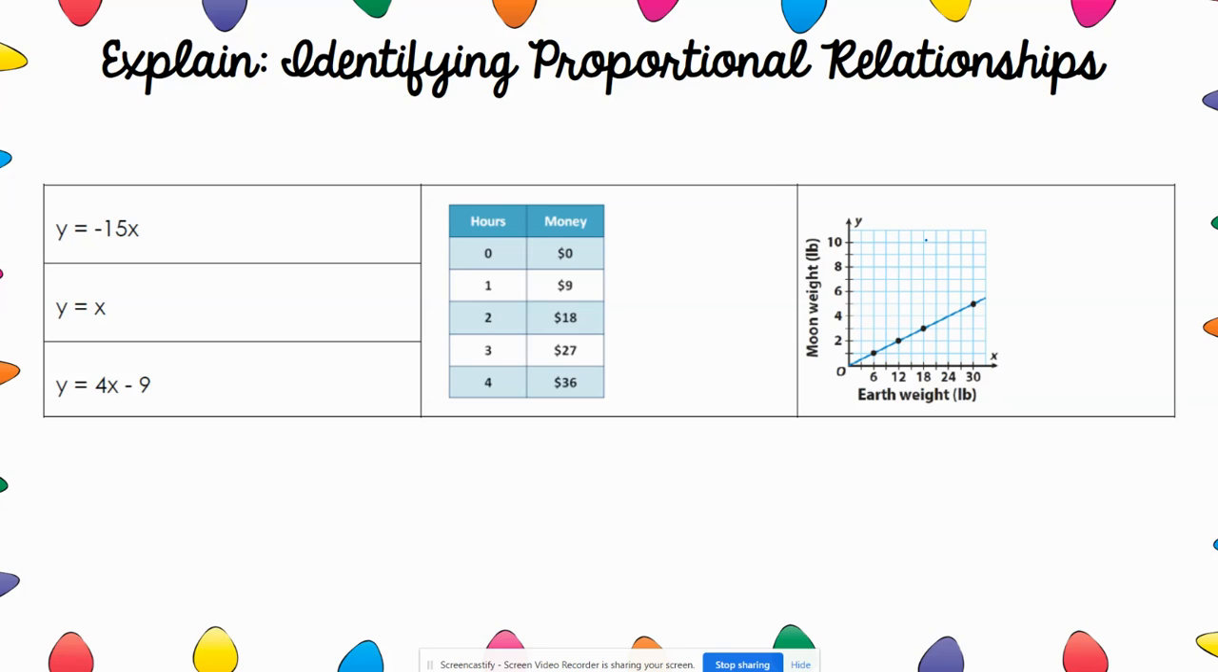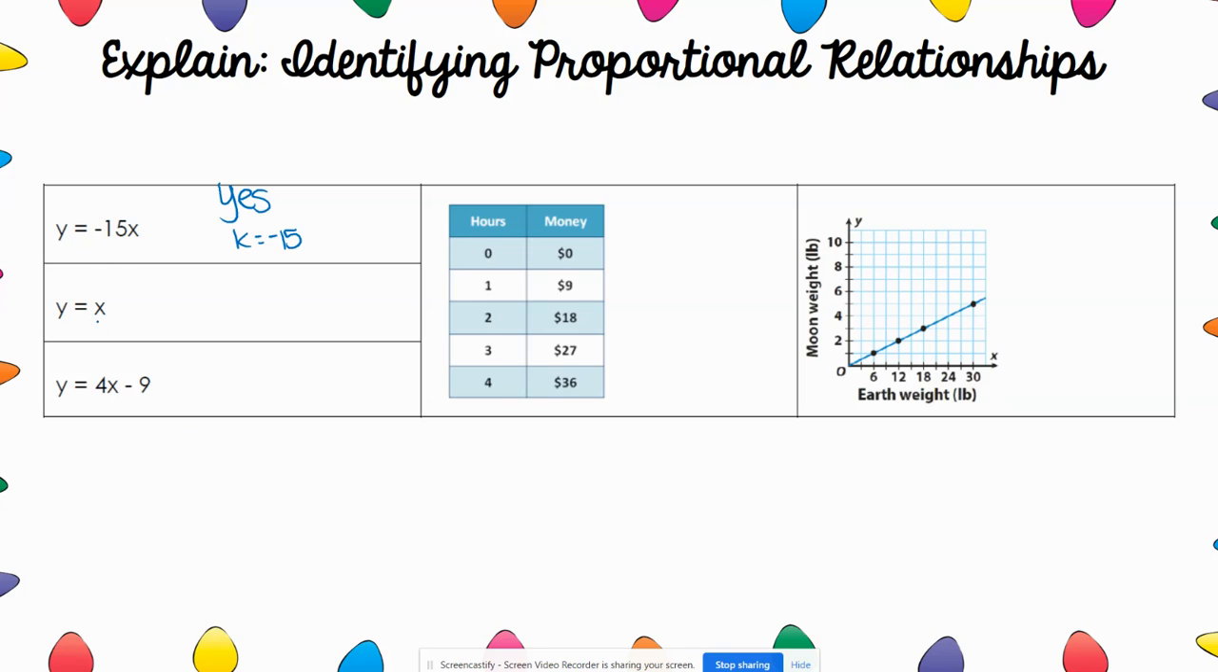Next, we see y equals negative 15x. Well, in this case, we are multiplying negative 15 times x. So we say that yes, this is a proportional relationship and that our constant of proportionality is negative 15.